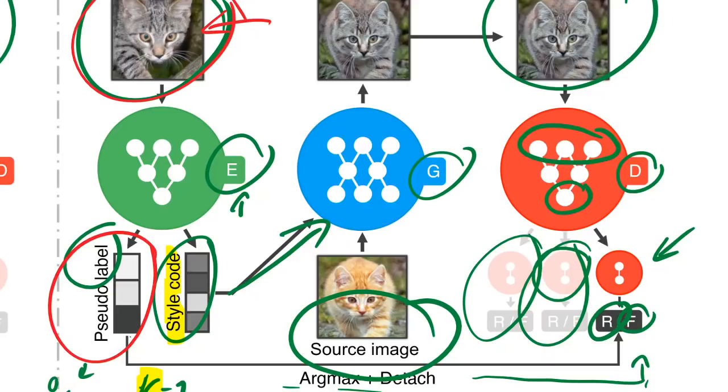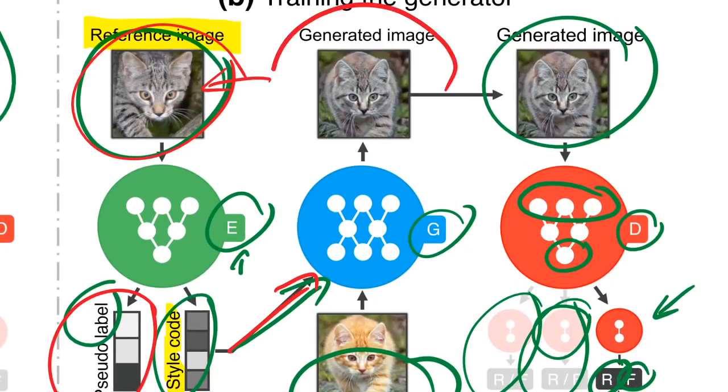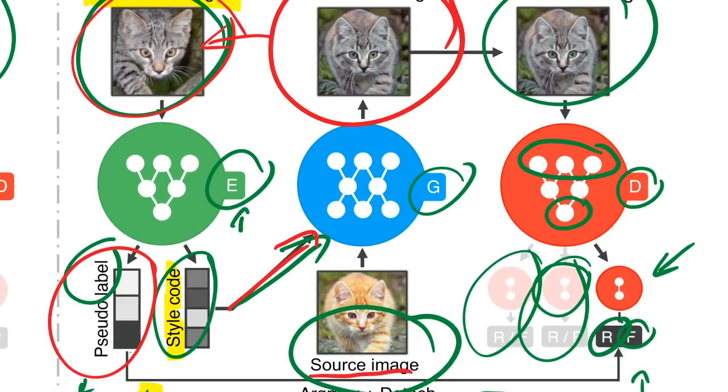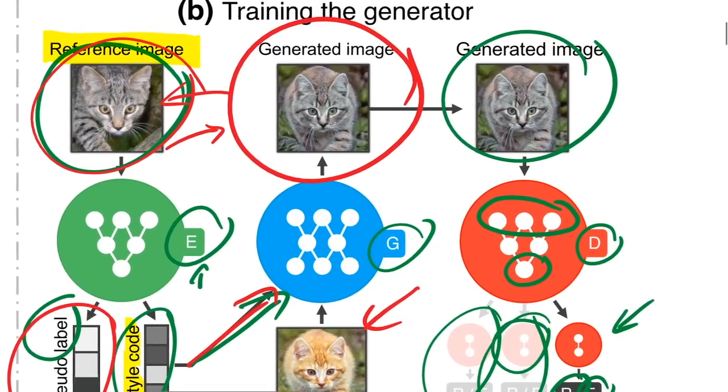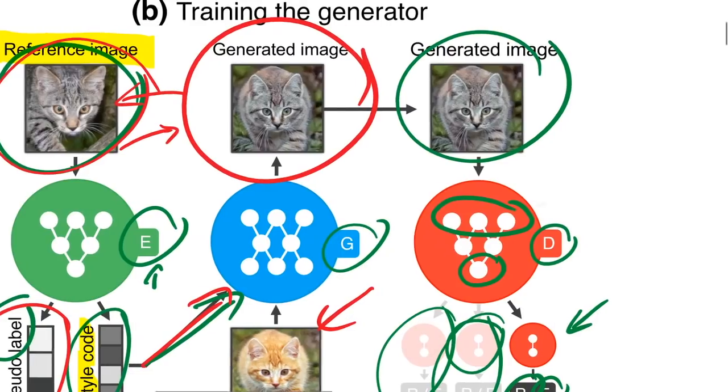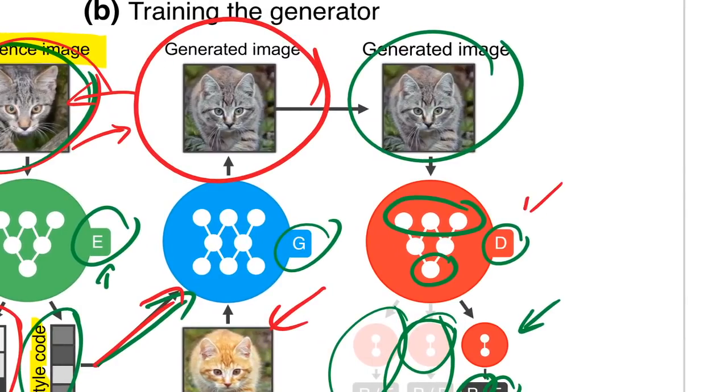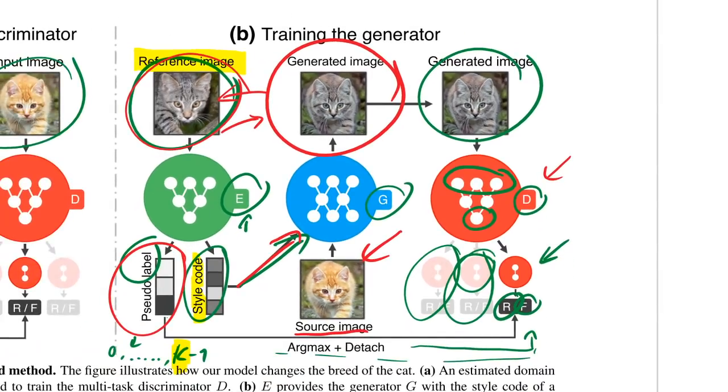So it takes the style code, and it takes the source image, and it combines them, and its task is to output this generated image. As you can see in this example, the generated image is basically this cat, but with the style of the reference image. And it outputs an image, and the discriminator, of course, then is tasked with differentiating whether that image is real or fake for the given label over here.